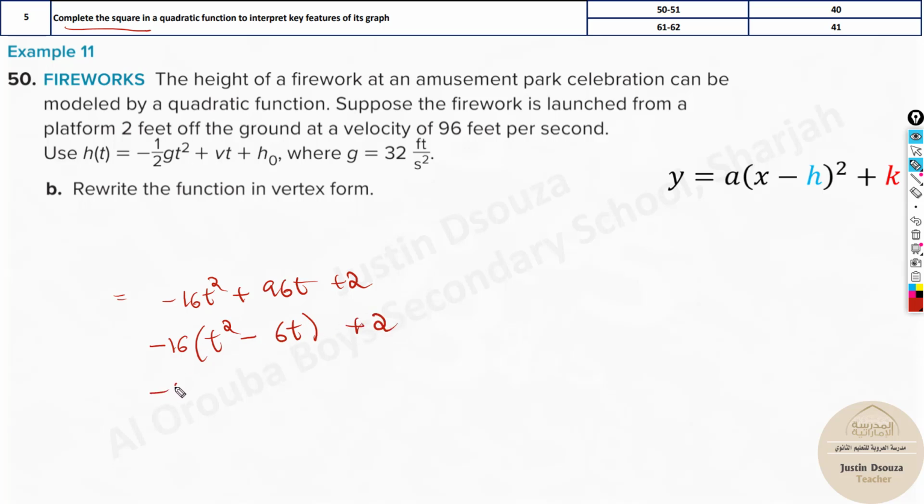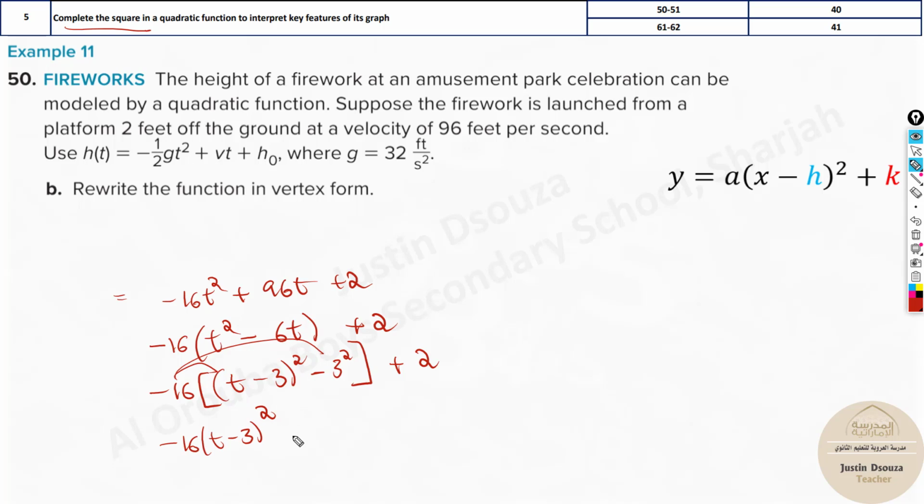Now I'll complete the square. Minus 16, and over here I'll be completing the square: (t minus 3) the whole square. Why? For the square we write only t. This becomes half of 6, which is 3, the whole square, and don't forget minus whatever this term is, 3, the whole square, plus 2 is outside. Now this 16 has to be multiplied inside like a distributive property. It will be negative 16 times (t minus 3) the whole square.